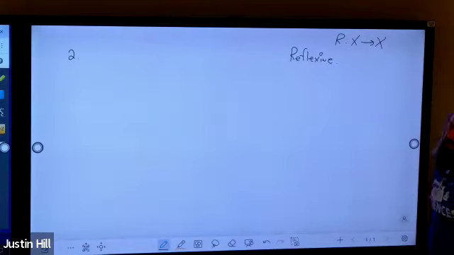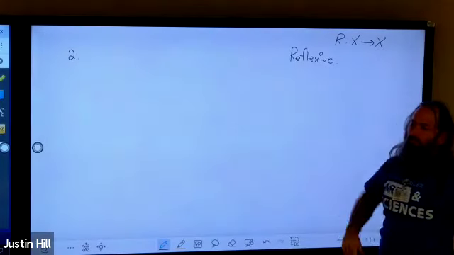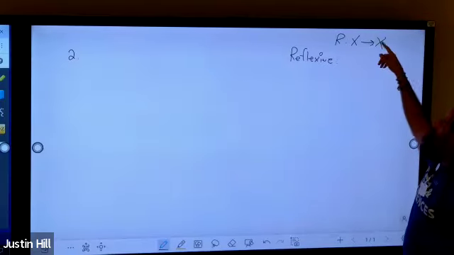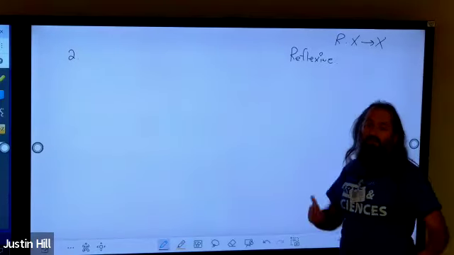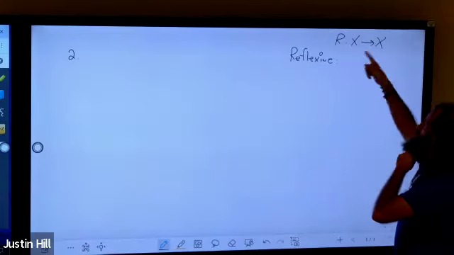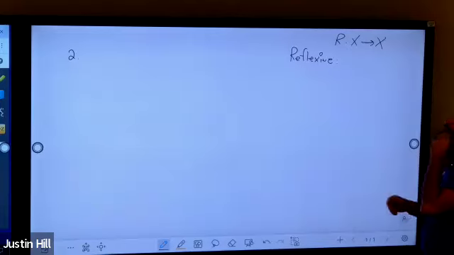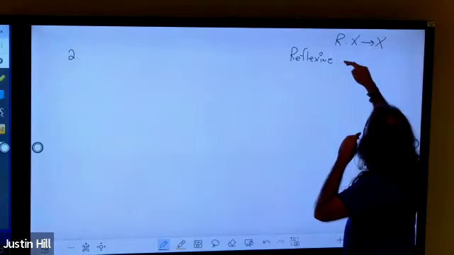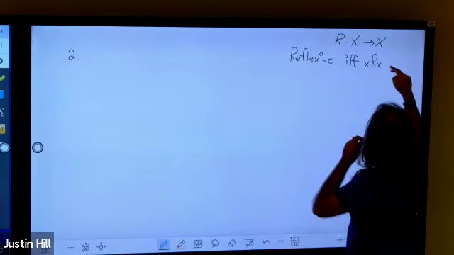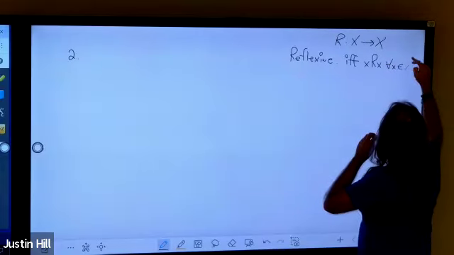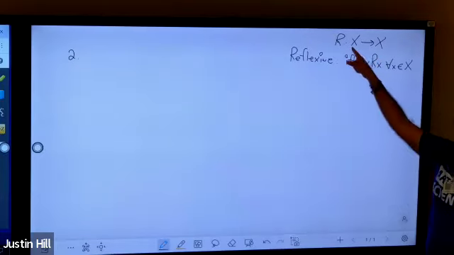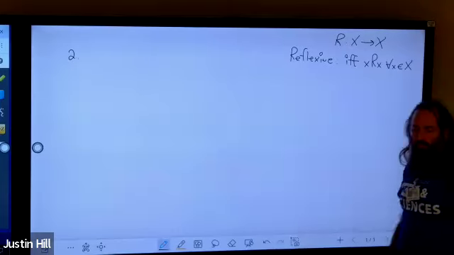When we talk about relations having these 3 properties, reflexive, symmetric, and transitive, you can only do this on relations where the domain and codomain are the same. Because we want 2 things to be related to each other, but they have to come from the same set. So on these types of relations, it's reflexive if and only if X is related to X for all X. Every element in your domain has to be related to itself.